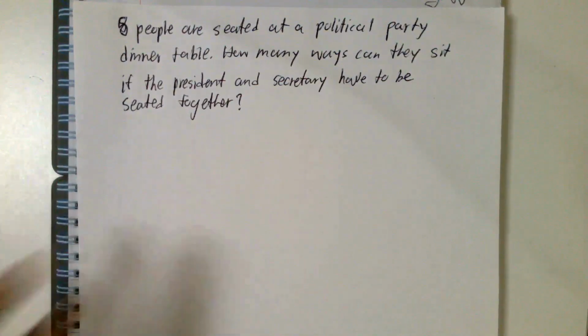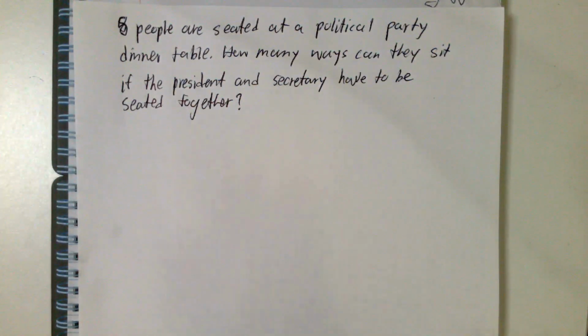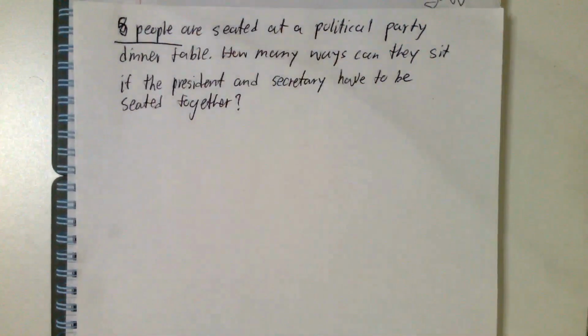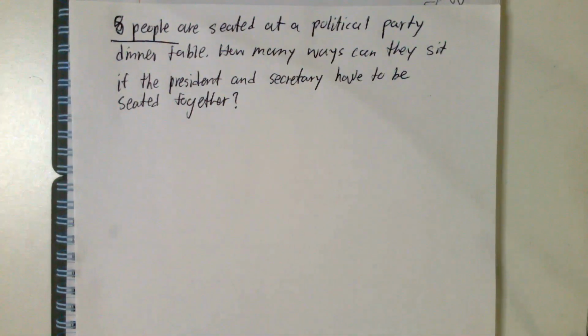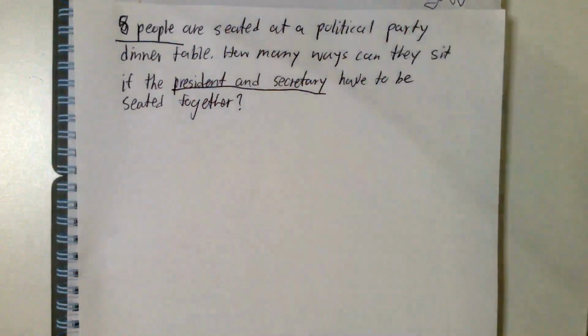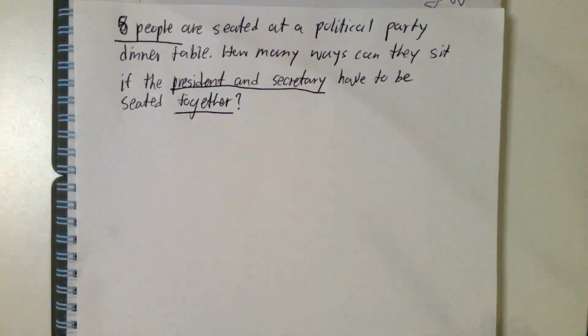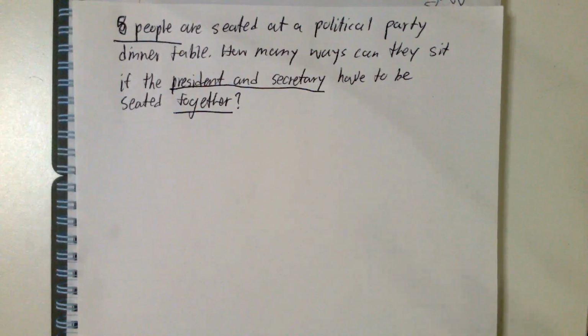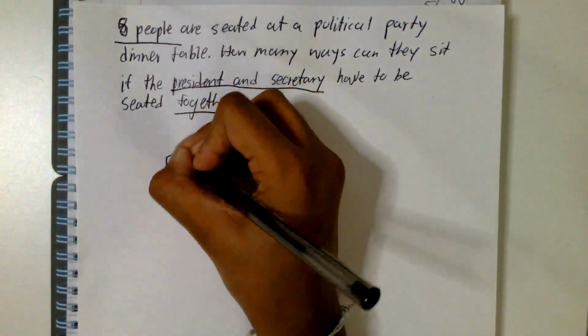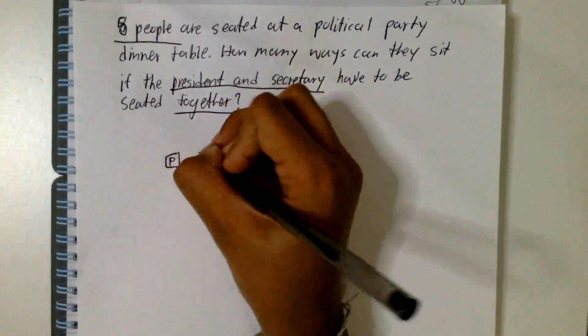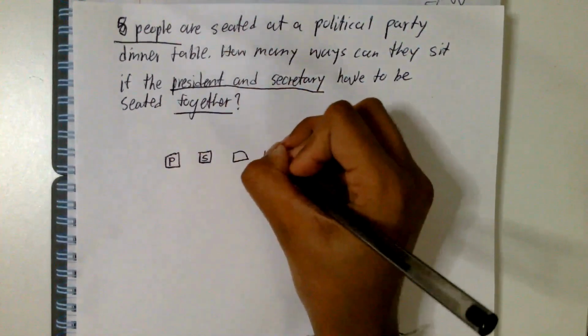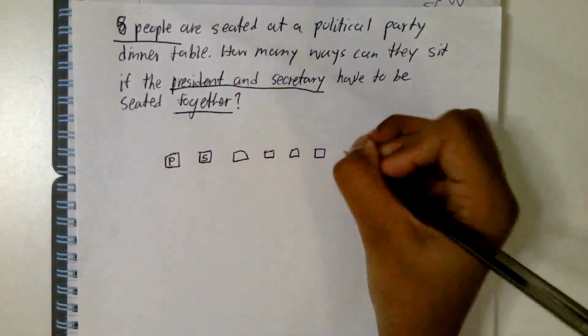Okay, this is going to be our last problem and by far the hardest. 8 people are seated at a political party dinner table. How many ways can they sit if the president and secretary have to be seated together? Okay, so this is our first problem with constraints. So how do we deal with this? Well, the first thing is that we sometimes have to abandon the formula. That's the key idea. And we have to start using logic, especially with combinations and permutations. So let's draw this out. That helps a lot. So let's say P, S, and then the other people are just random squares. We don't care about who they are.